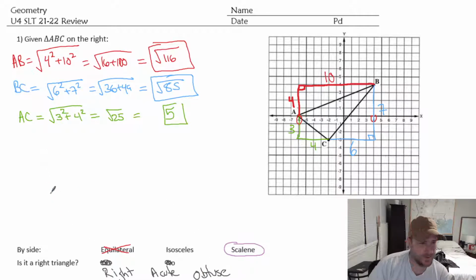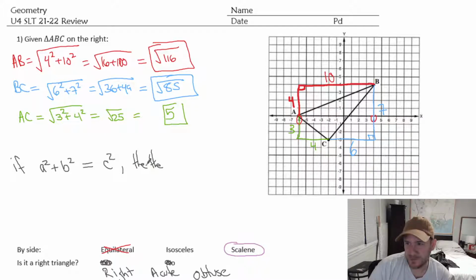And I think everybody's written this down by now, but we'll write it down one more time. We said if the 2 short sides, meaning A and B, if you take them, square them, add them together, if those things end up equal to the longest side, which is C squared, then the triangle is right.